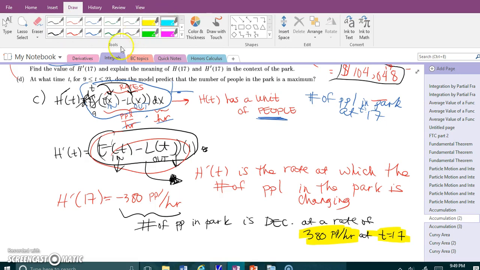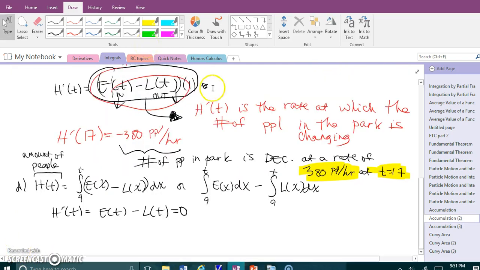Part D says, at what time during this interval does the model predict that the number of people in the park is a maximum? So once again, I want a maximum here. And as soon as you hear maximum, you should be thinking derivative, and derivative equaling 0.